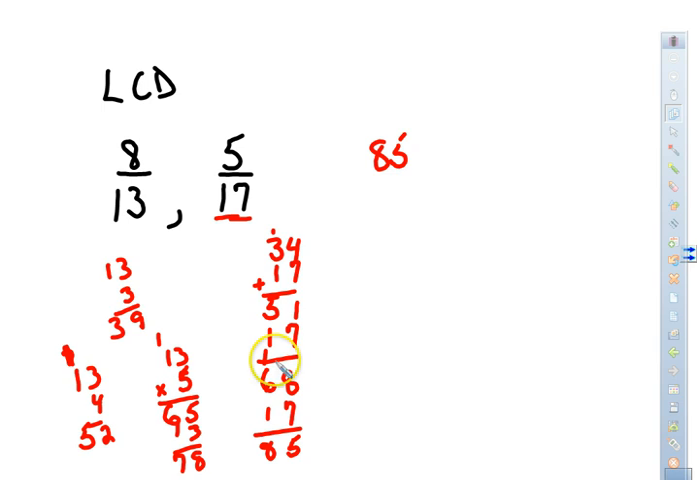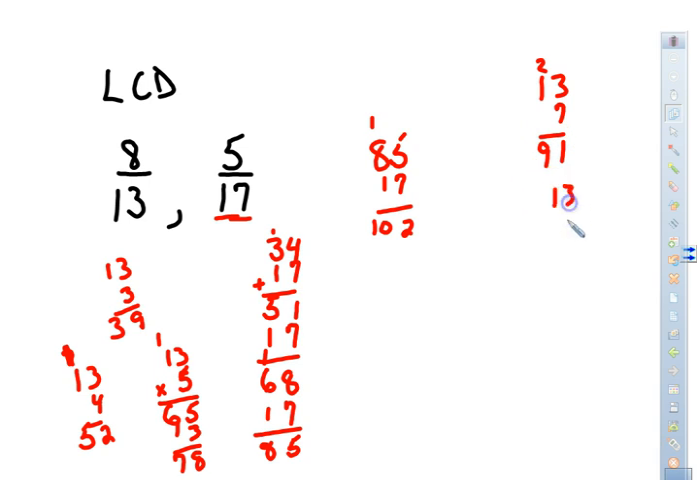That doesn't work. So let's try another 17 onto this, and we get 102. So we can try 13. It's kind of making a mess of it, I realize that. This was times 6, so we'll try times 7, and that's 91. That does not work.